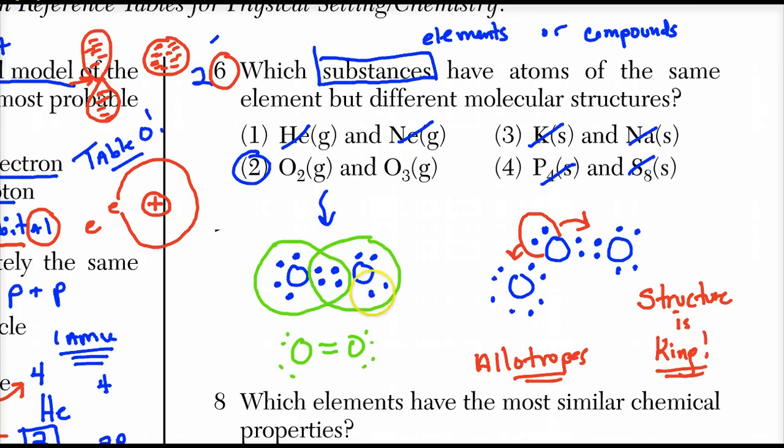So these are both made of molecular oxygen, yet they have different structures. Therefore, they have far, far different properties. Okay, so many ways to see this question. These are examples of allotropes. So choice 2 is the best answer.